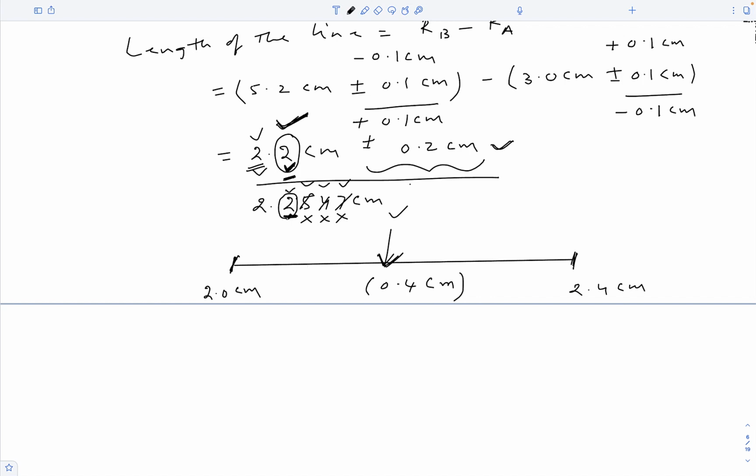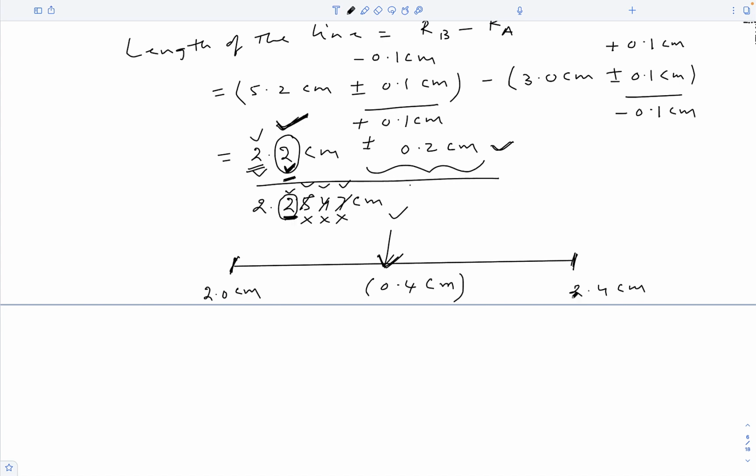So that means the estimated digit is the last digit in any measurement, or your measurement must stop at the first digit that has some error or uncertainty. Now the question is, how do we reduce this amount of uncertainty even further, or know the length of this line even more precisely?